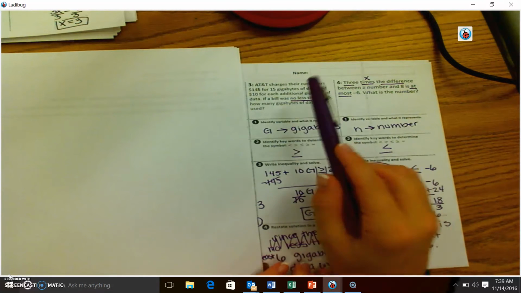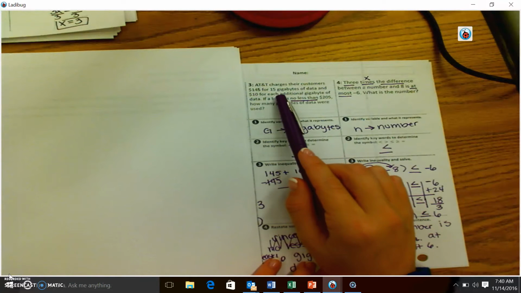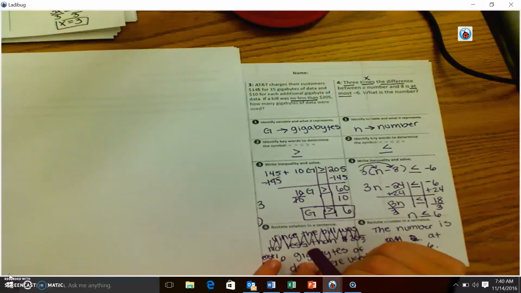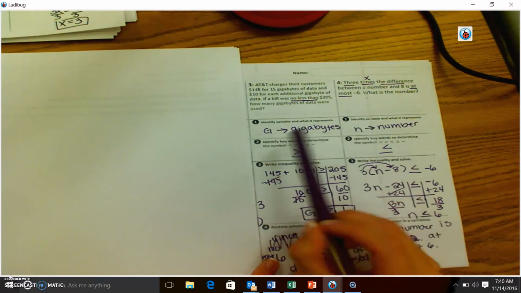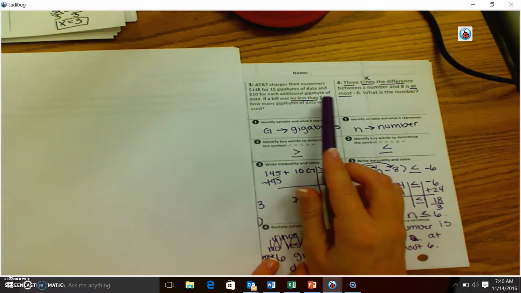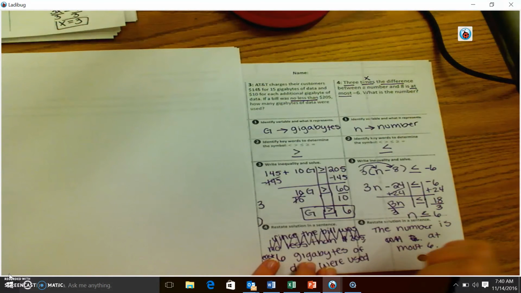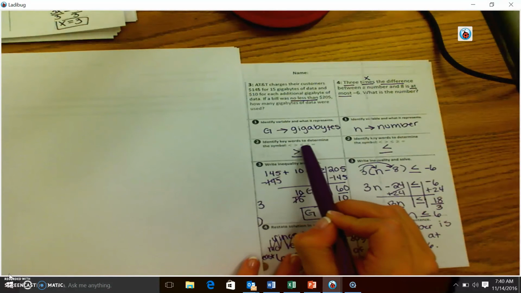So number 3, AT&T charges their customers $145 for 15 gigabytes of data and $10 for each additional gigabyte of data. If a bill was no less than $205, how many gigabytes of data were used? So the first step is we identify our variable. So it should be G, and G stands for gigabytes because that is what we are looking for in our question. How many gigabytes? Step 2, identify keywords to determine the symbol.